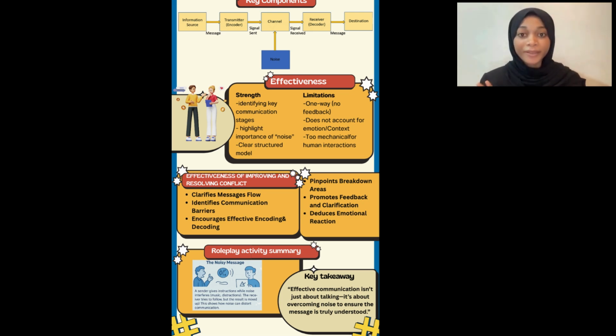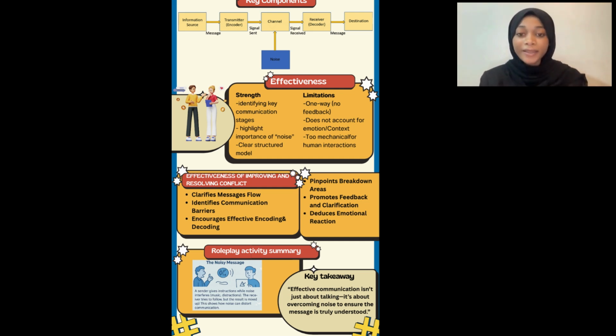So, in both examples, the classroom and the hospital, we can see how all the parts of the Shannon-Weaver model come together. So basically, the sender creates the message. The message is sent through a channel like writing or speaking, and noise can affect the message. And also the receiver receives the message, and most importantly, there needs to be feedback to make sure the message was understood the right way.